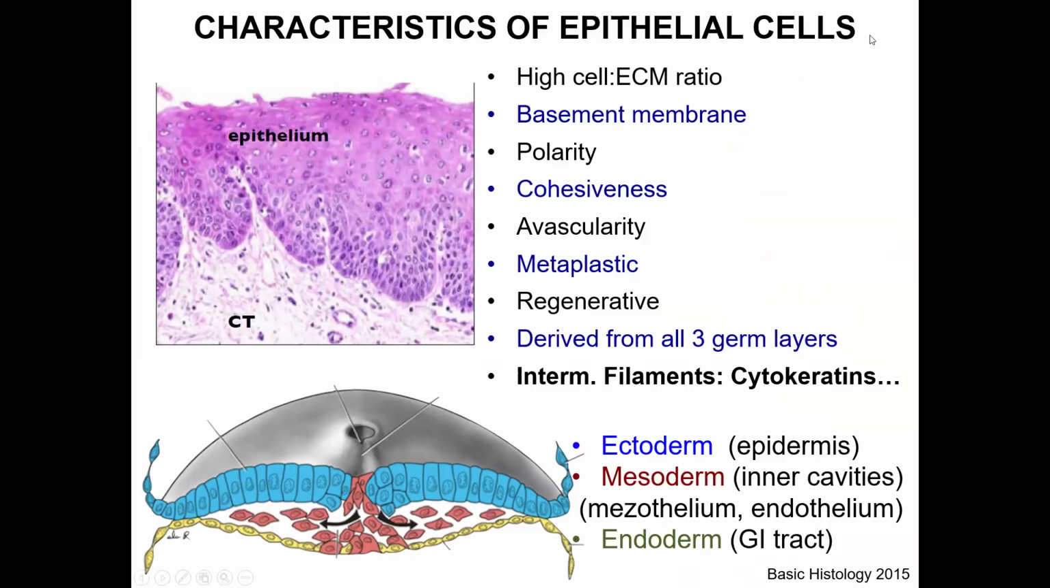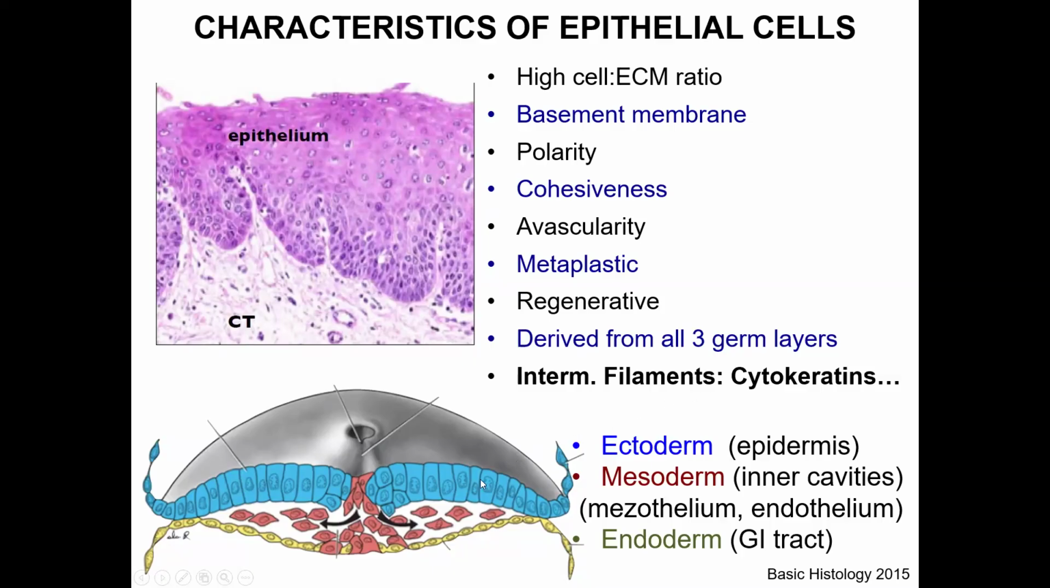So, characteristics of the epithelial cells: high cell to extracellular matrix ratio. The cells, at least in the basal layer, rest on a basement membrane. Cells have polarity. They attach tightly to each other. Epithelial tissue is avascular. The blood vessels do not penetrate within the epithelium. They are metaplastic, and you know what metaplasia means. They change their shape reversibly. They regenerate very, very easily.